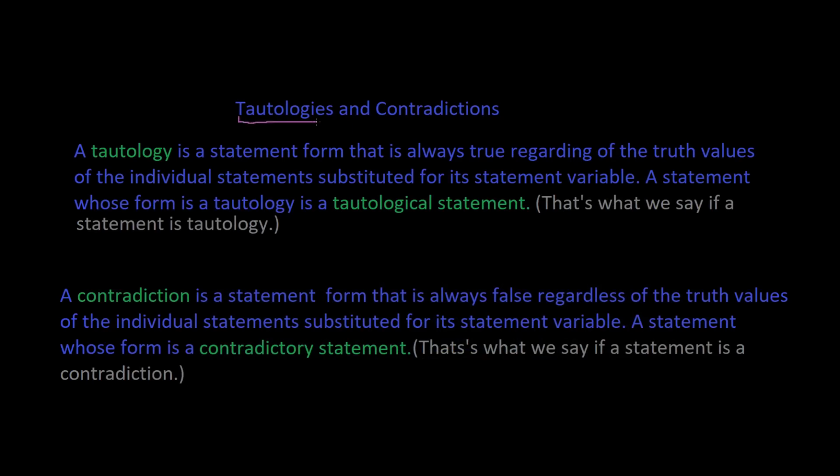And all they really mean is true and false. We'll explain that in a bit. Let's define them first. Our first definition says, a tautology is a statement form that is always true regardless of the truth values of the individual statements substituted for its statement variables.